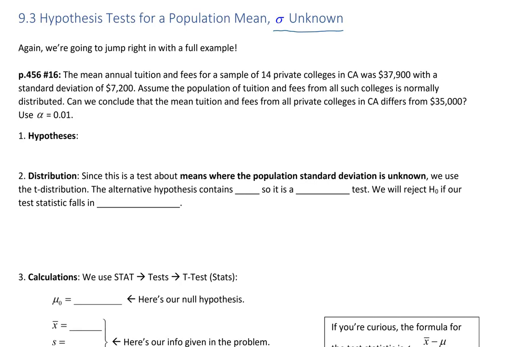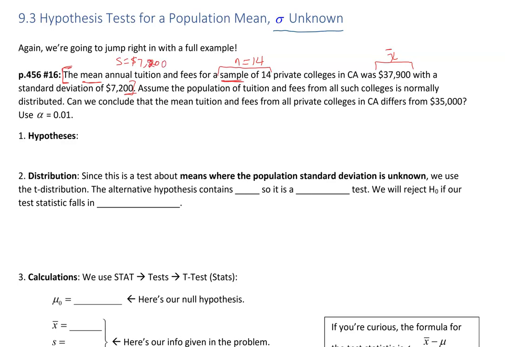So I'm going to read that again and mark a few things, just learning how to read a problem and identify information. So we've got a mean from a sample of 14 private colleges, so that's our n equal 14. And because we're talking about this sample, the sample mean, that 37,900, that's got to be our x bar. The sentence continues: the standard deviation of the sample was 7,200. So that 7,200 is s, a sample standard deviation.